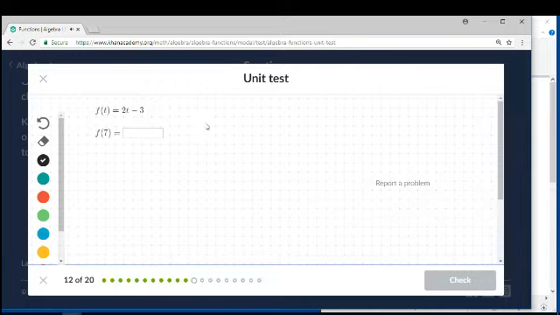All right, f of t equals 2t minus 3, so f of 7 is going to be 14 minus 3, which is going to be 11.